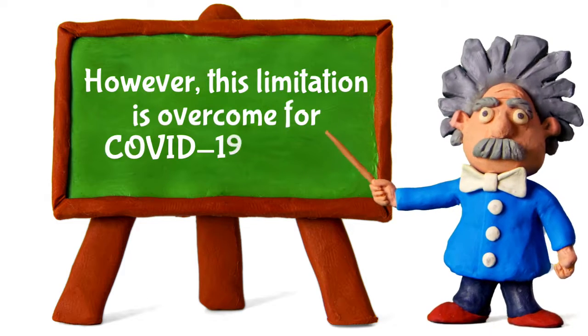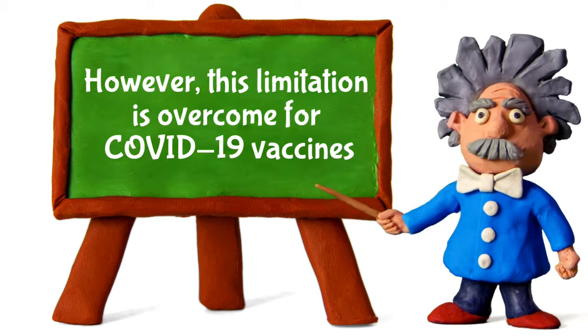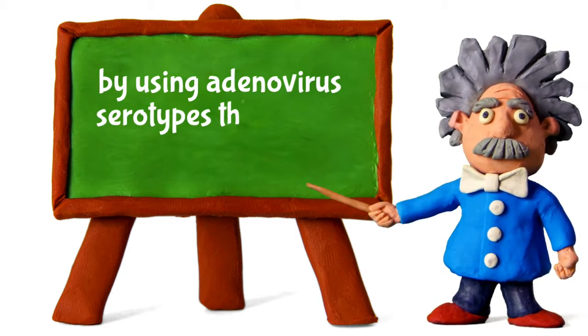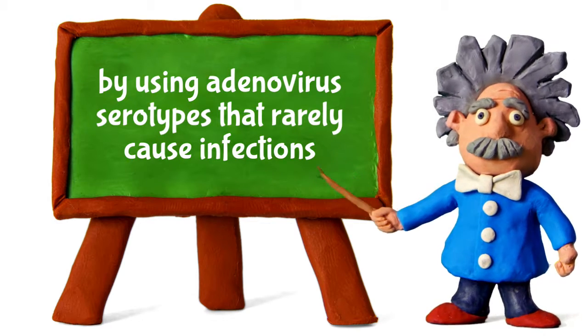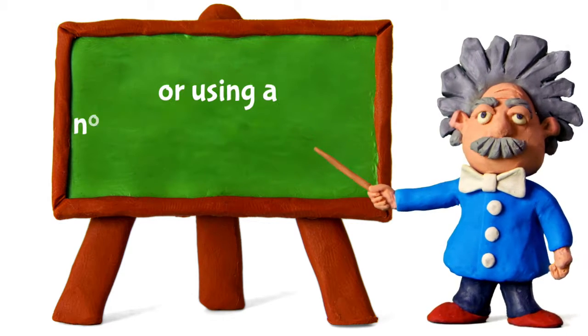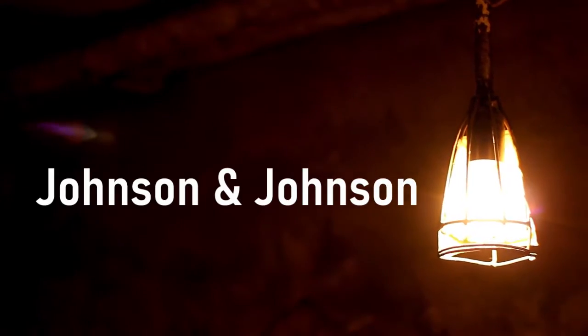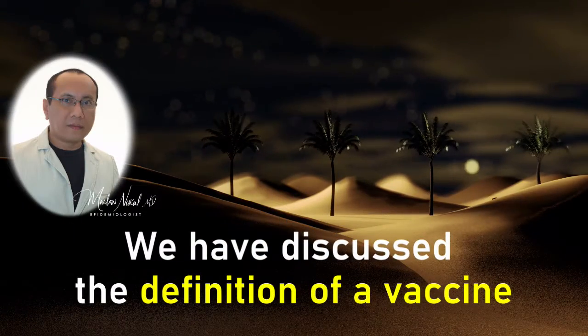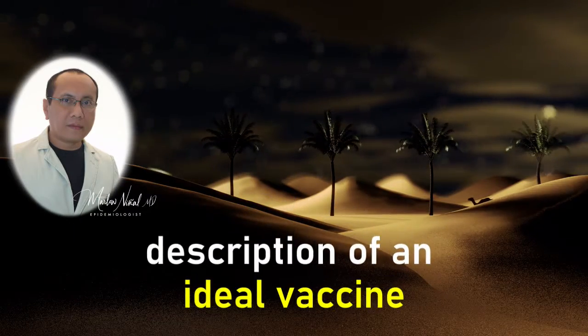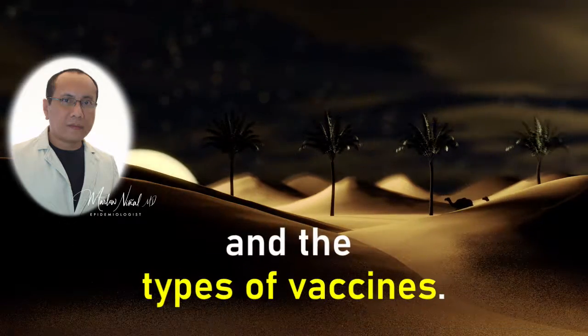However, this limitation is overcome for COVID-19 vaccines by using adenovirus serotypes that rarely cause infections or using a non-human adenovirus. Examples of viral vector vaccines are AstraZeneca and Johnson & Johnson vaccines. We have discussed the definition of a vaccine, description of an ideal vaccine, and the types of vaccines.